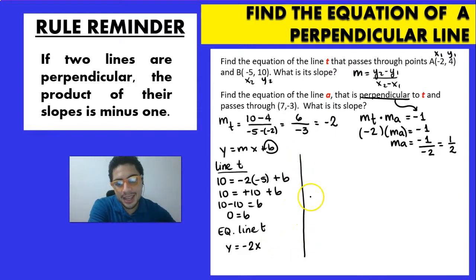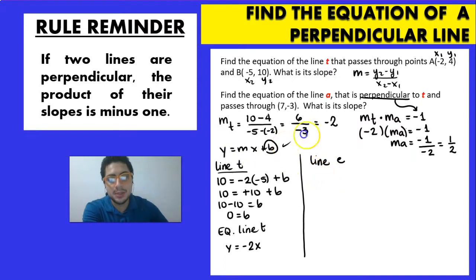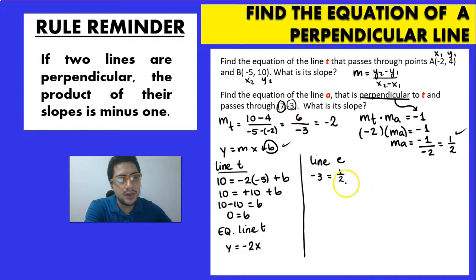Now, let's work with line A, right? In the case of line A, we're going to do the same thing. So y equals mx plus b. The value of y is going to be -3, and that is equal to the slope, which we found was 1/2, times the value of x. We're given that whenever y is equal to -3, the value of x is equal to 7.